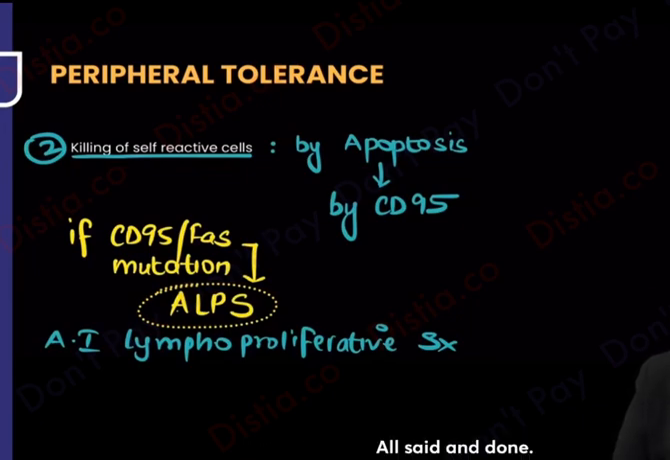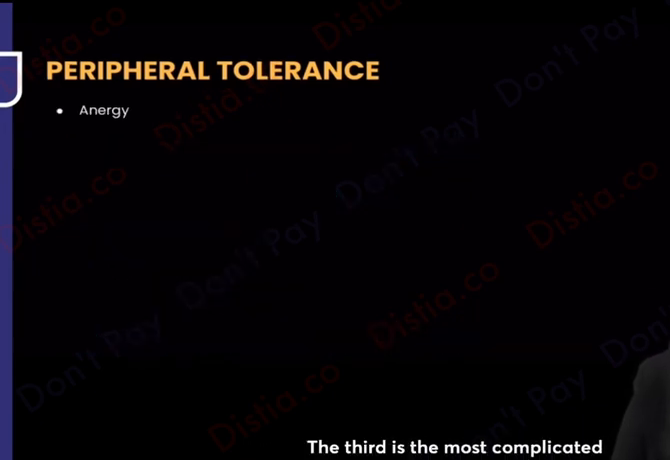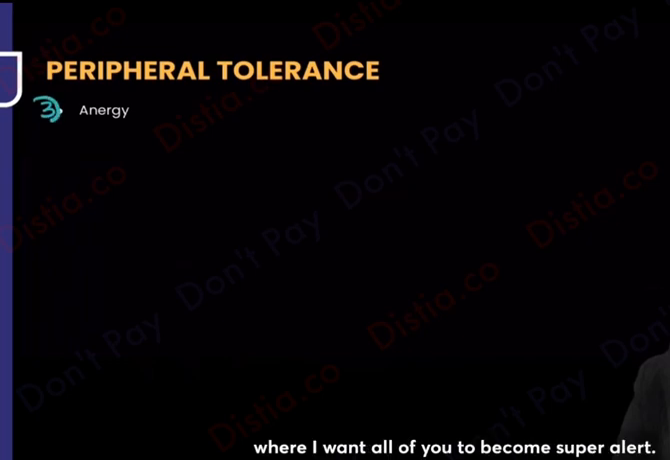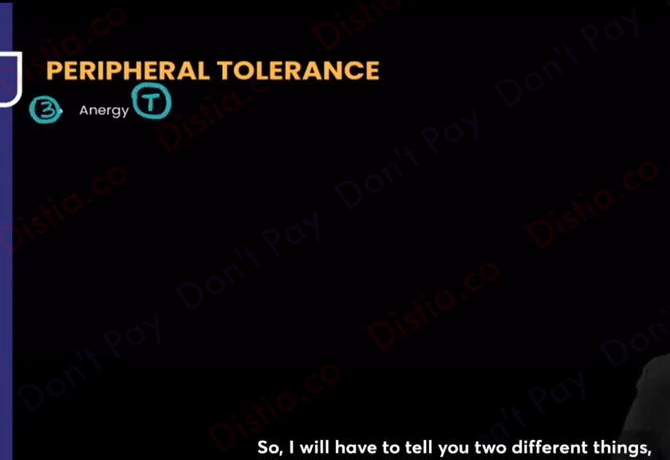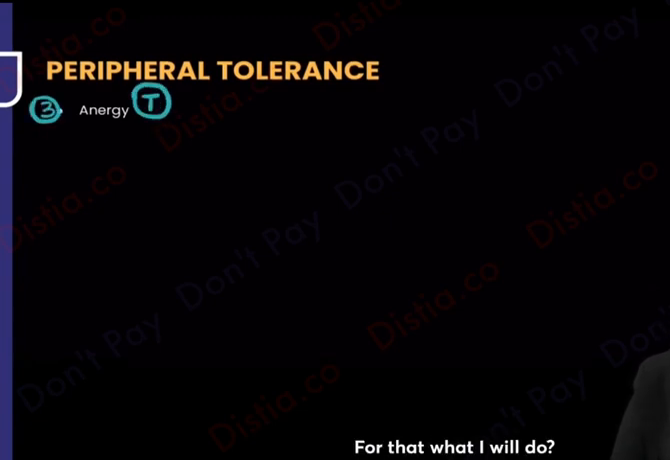All said and done, the third is the most complicated peripheral tolerance mechanism where I want all of you to become super alert, and that is known as anergy. Anergy is going to be applicable to T cells also. Anergy shall be applicable to B cells also. So I will have to tell you two different things, one for T cell, one for B cell. For that, let me ask you that same story that I've been asking you since so long.